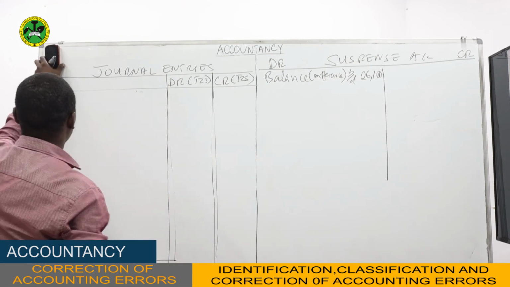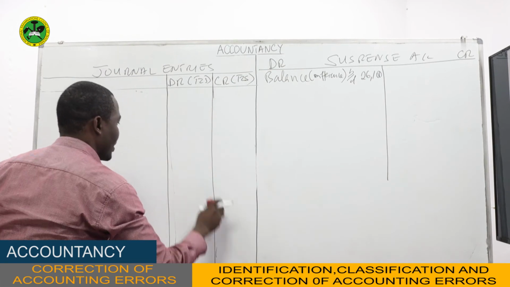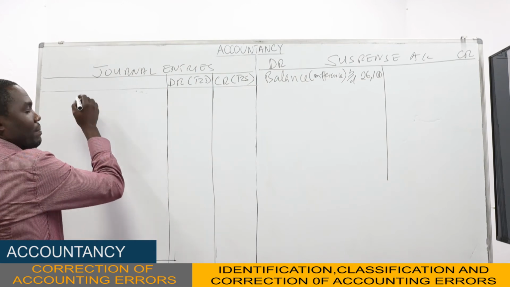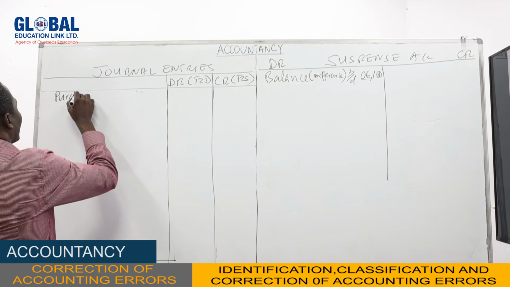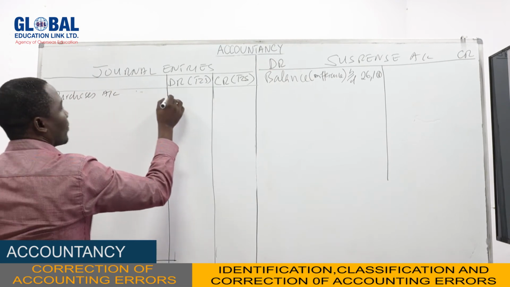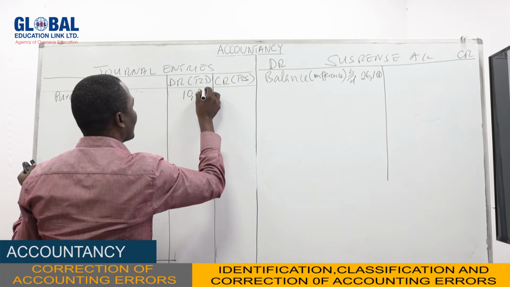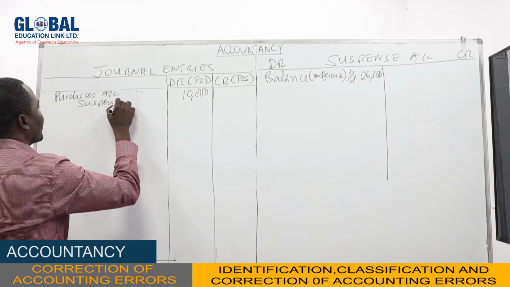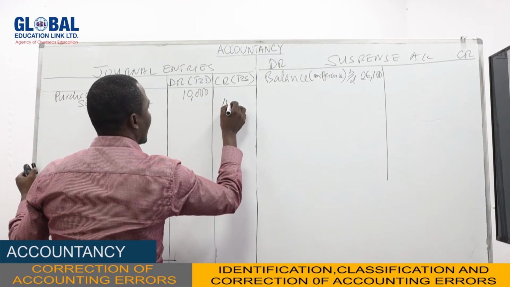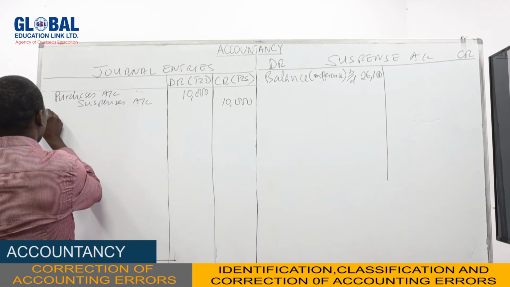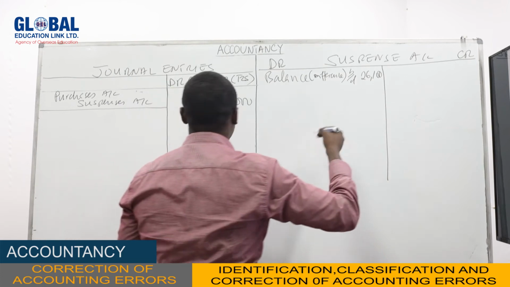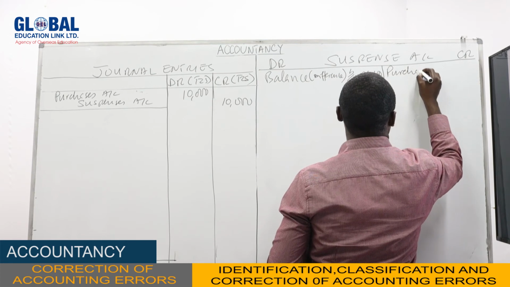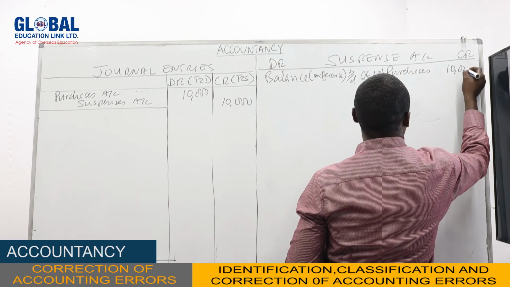Okay, well, this is our journal. So we debit purchases account 10,000. We credit suspense 10,000. Remember to write the narration and transfer to suspense. Suspense should be credited. We write here the corresponding account, purchases, 10,000.